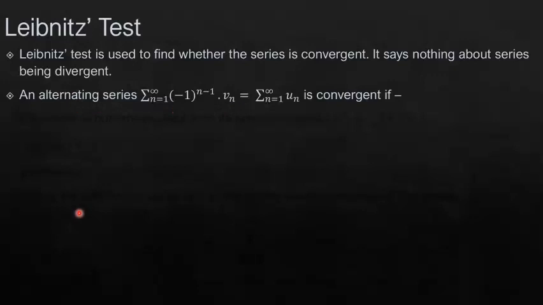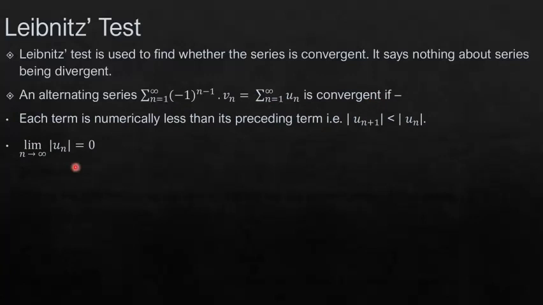So what is an alternating series? If you have a series which contains alternate positive and negative terms, that is, if you have a positive one, then you have a negative one. Again, you have a positive one and a negative one till infinity. Such a series is called an alternating series. Such a series is convergent if it satisfies these two conditions.